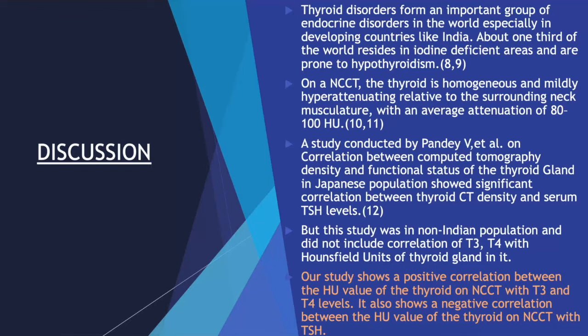Thyroid disorders are an important group of endocrine disorders, especially in a country like India, and about one third of the world resides in iodine deficient areas. On a plain CT scan, thyroid is homogeneous and hyperattenuating with a high HU value because of its high iodine content. There was a study conducted by Pandey et al. in which they did correlation between the thyroid CT density and serum TSH levels. However, this was not done in an Indian population, and they didn't take into account T3, T4 in that study. Our study shows a positive correlation between the HU values of the thyroid on a non-contrast CT with T3, T4 levels, and it shows a negative correlation with TSH levels.